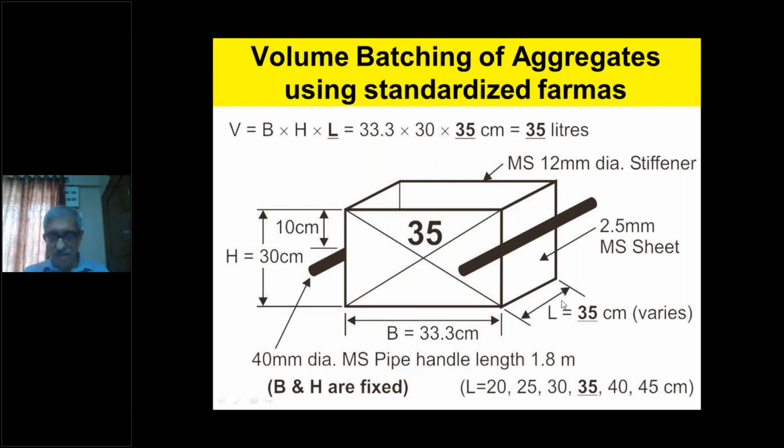If this is 20, the box will... these dimensions do not change, the height as well as the width or breadth or whatever you say. But the length will keep varying. The L will be 20, so you get 20 liters. Like that, you will get the required liters in the content of the box.